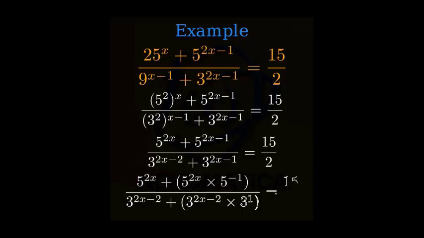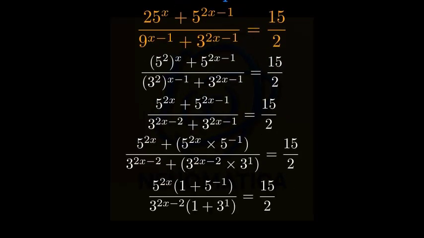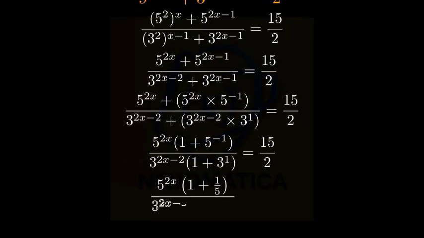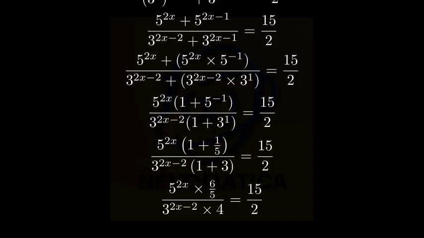Now, let's factor the numerator and denominator by rewriting 5 to the 2x minus 1 as 5 to the 2x times 5 to the -1, and 3 to the 2x minus 1 as 3 to the 2x minus 2 times 3. We can now factor out 5 to the 2x from the numerator and 3 to the 2x minus 2 from the denominator. Let's simplify the expressions in the parentheses. In the numerator, we have 1 plus 5 to the -1, which is 1 plus 1 over 5. In the denominator, we have 1 plus 3 to the first power, which is simply 1 plus 3. Continuing with our simplification, 1 plus 1/5 equals 6/5, and 1 plus 3 equals 4.